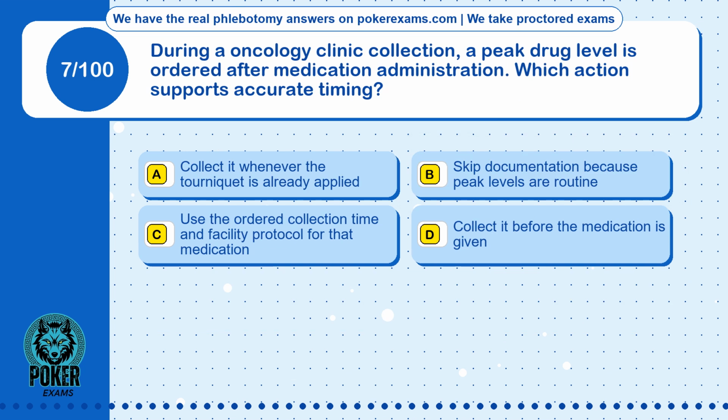Question 7. During an oncology clinic collection, a peak drug level is ordered after medication administration. Which action supports accurate timing? Option A, collected whenever the tourniquet is already applied. Option B, skip documentation because peak levels are routine. Option C, use the ordered collection time and facility protocol for that medication. Option D, collected before the medication is given.